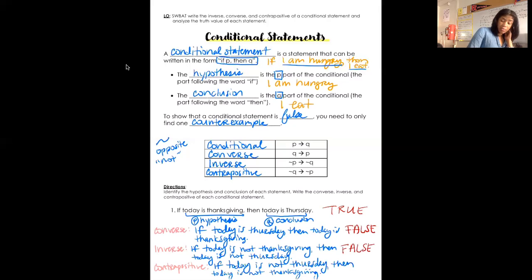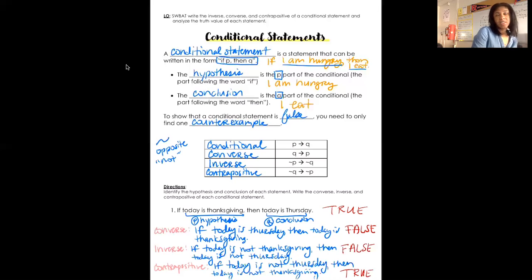And lastly, the contrapositive. If today is not Thursday, then today is not Thanksgiving. Is that one always true? If today is not Thursday, so that's any day of the week besides Thursday, then today is not Thanksgiving. That one is always true because, again, Thanksgiving has to fall on a Thursday. So if today is not Thursday, then you're guaranteed that it's also not Thanksgiving. So that last one is true.